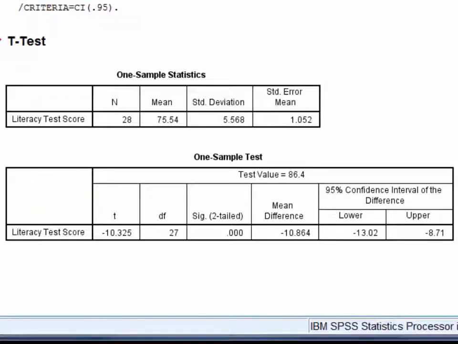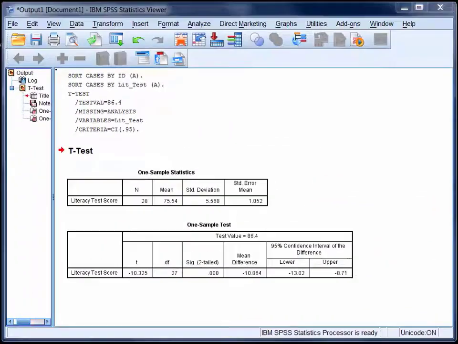So in other words, there is a statistically significant difference between our sample mean of 75.54 and the test value, which is the national average literacy score of 86.4. The raw difference between these two values is negative 10.864, which is displayed in the mean difference column. And the 95% confidence interval around that mean difference ranges from negative 13.02 through to negative 8.71.